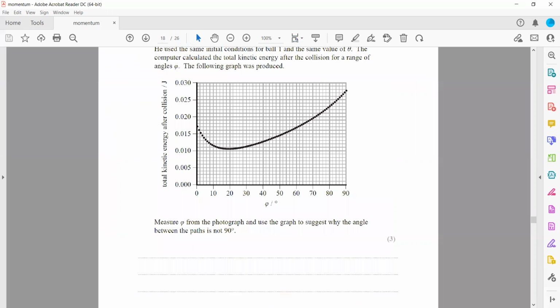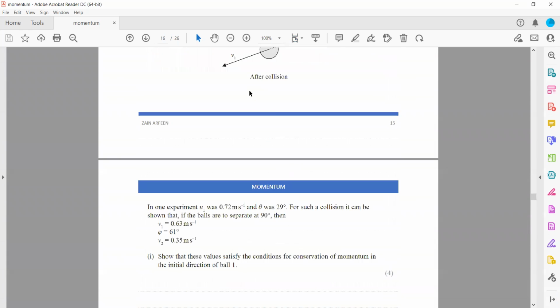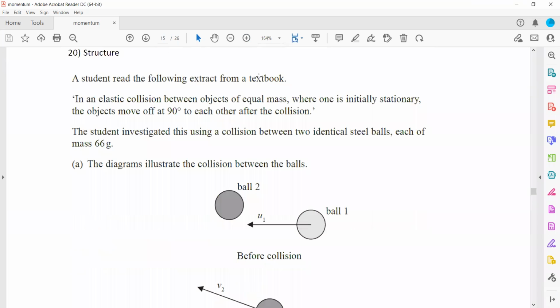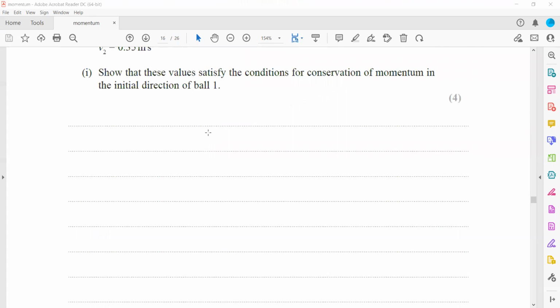So what is the reason why the angle is not 90 degrees? Because in the beginning of the question they mentioned that if the collision is elastic, then only will the angle be 90. The student read in the book that in an elastic collision between objects of equal mass, when one is stationary, they will move off at an angle of 90. The angle between them will be 90 if the collision is elastic. But if the collision is inelastic, the angle won't be 90.